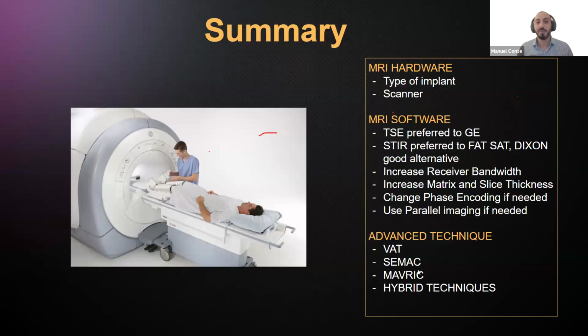So this is just a summary of this presentation. We talked about the MRI hardware, the type of the implant and the scanner. For the software, use turbo spin echo instead of gradient echo, use STIR instead of FATSAT. Dixon can be a good alternative. Increase the receiver bandwidth, increase the matrix and the slice thickness, change the phase encoding if needed, use parallel imaging, or use advanced techniques like WARP, SEMAC, MAVRIC, or hybrid techniques.